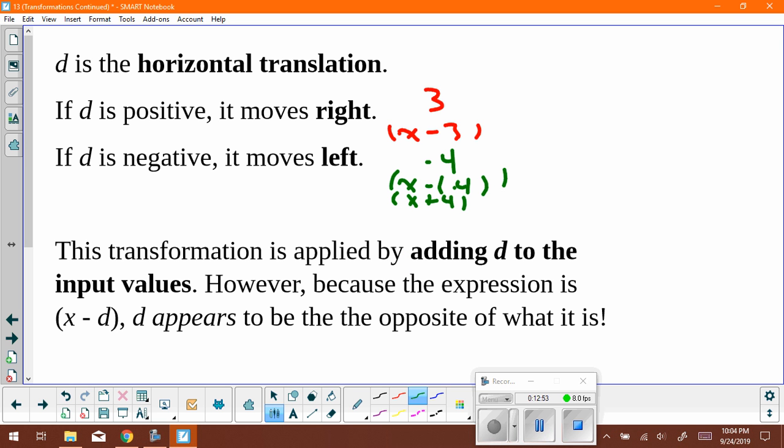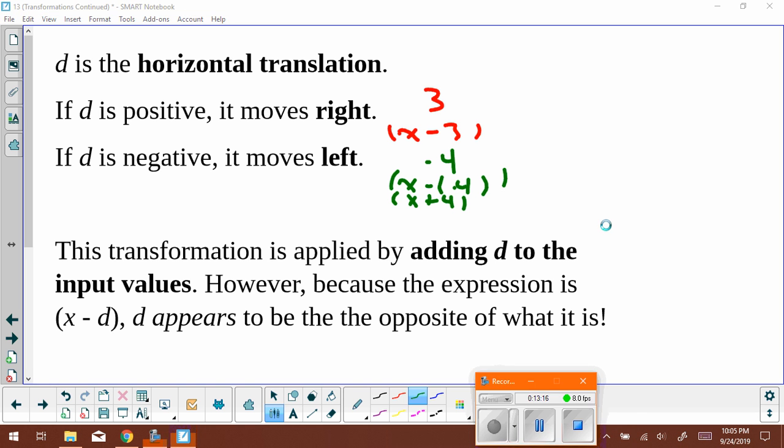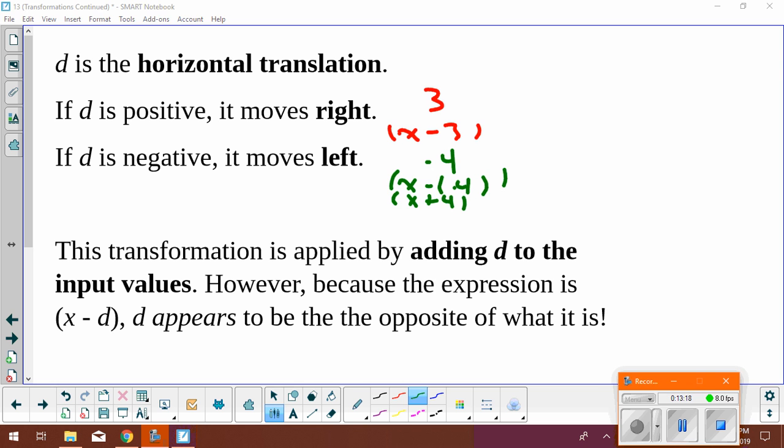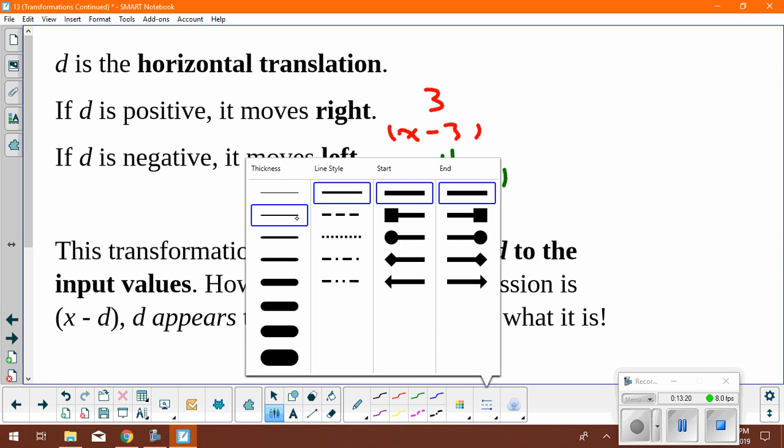So this transformation is applied by adding d to the input values, because that's what I'm changing, my inputs. Again, however, because the expression looks like x minus d, it kind of looks like the opposite of what we think it would be. I think I explained that a little bit differently yesterday, so hopefully that helps. But that's what's happening here.